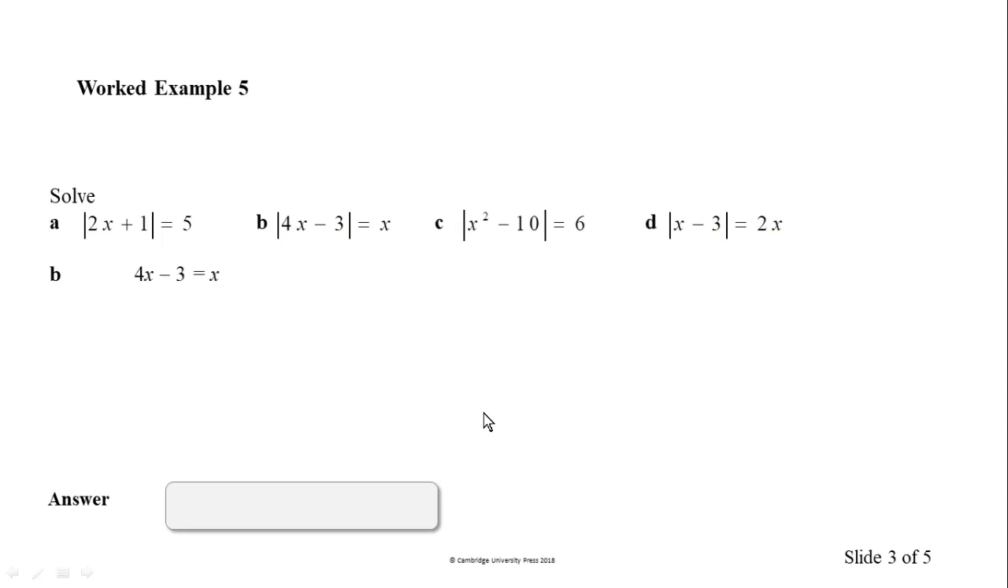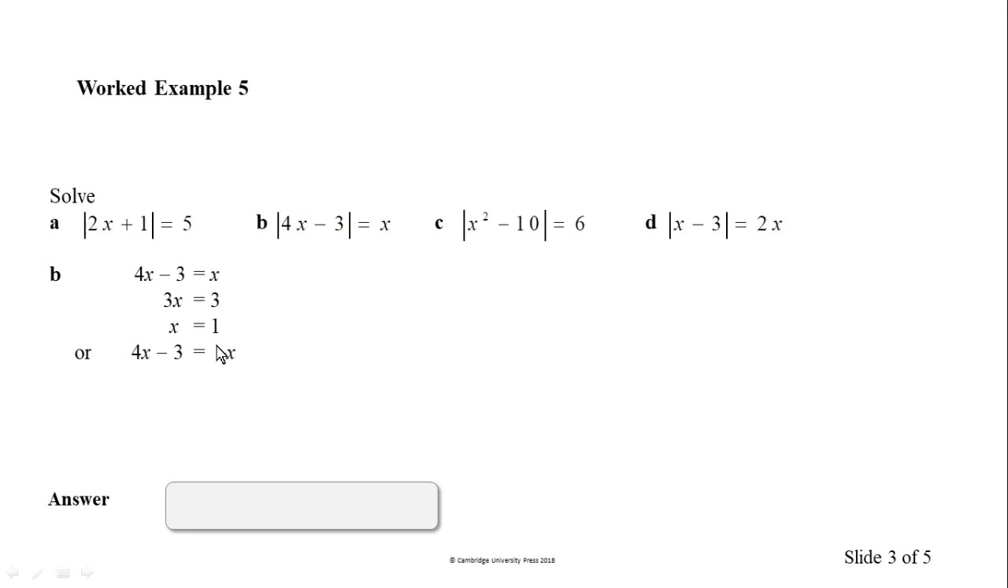Same thing. 4x minus 3, make the right side of the equation positive. So 3x is equal to 3. If I take away x from both sides and add 3 to both sides, it will give me an answer that x is equal to 1. And the second solution is if I make the right side a negative number.